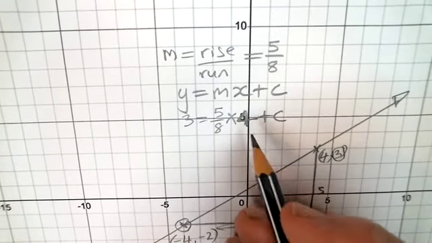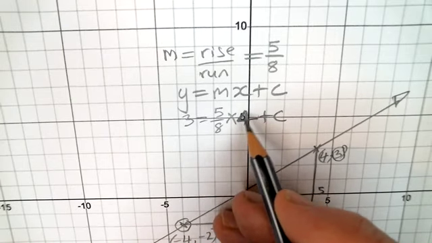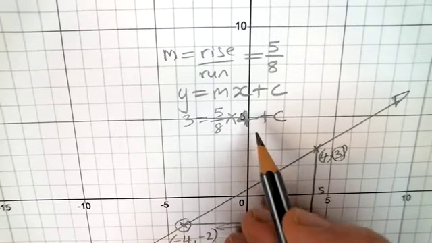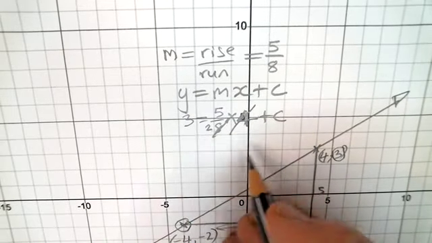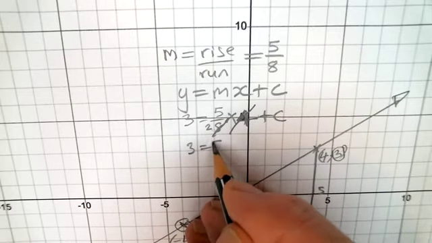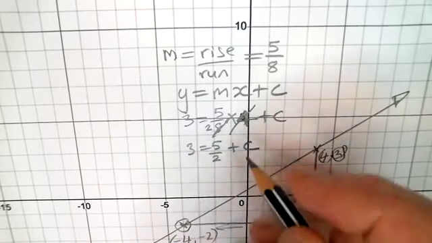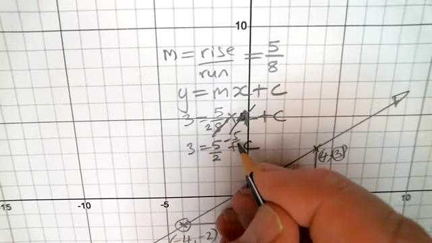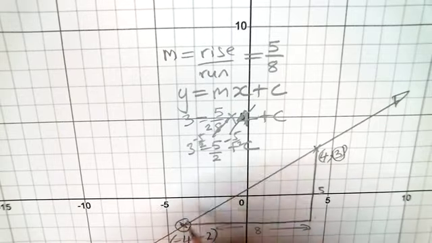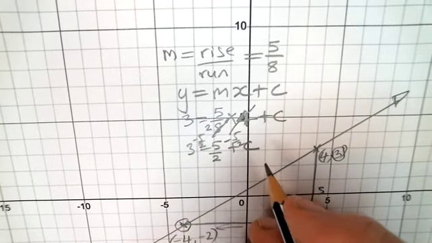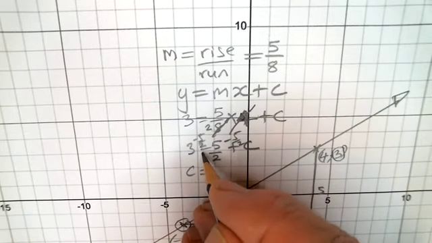So let's go ahead and work this out. Well, I've got 4 over 8. I'm just going to divide that. It's just going to become basically a 2. So I'm going to cross those out and replace that with a 2. So 3 is equal to 5 on 2 plus c. I'm going to subtract 5 on 2 from both sides.